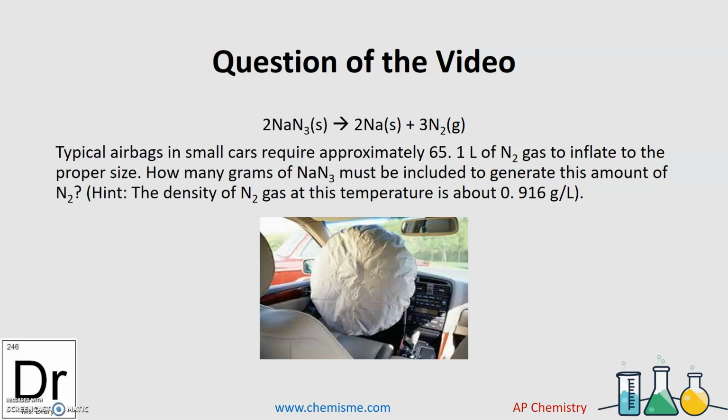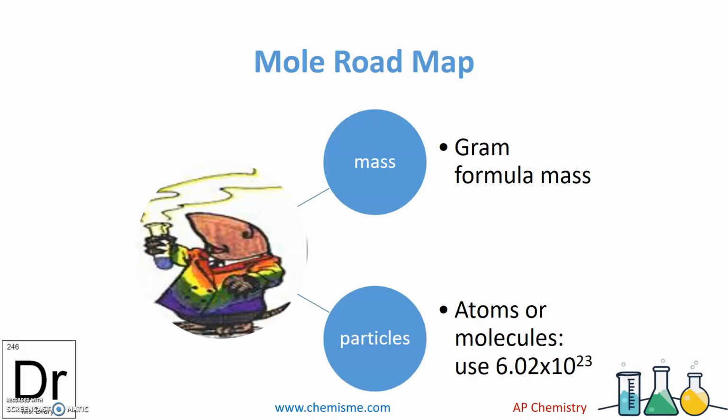The question the video will answer by the end is: typical airbags in small cars require approximately 65.1 liters of nitrogen gas to inflate to the proper size. In order to do that, they place a sodium nitride compound as a solid inside your steering wheel, and when it gets hit by the compression, it will turn into sodium solid and nitrogen gas. To generate the nitrogen gas, we want to know how many grams of the sodium nitride must be included to generate that big bubble that you see. And there's a little hint: the density of nitrogen gas at the temperature at which it inflates is 0.916 grams per liter. So we're going to come back to that. We're going to figure out how to go from 65.1 liters of nitrogen to grams of sodium nitride.